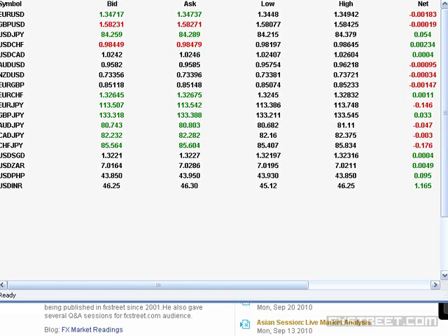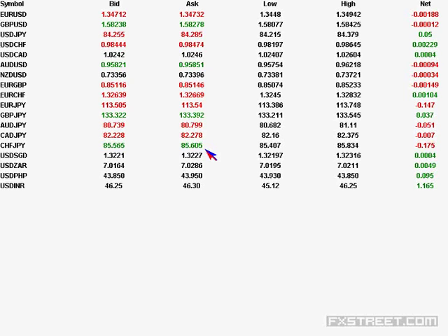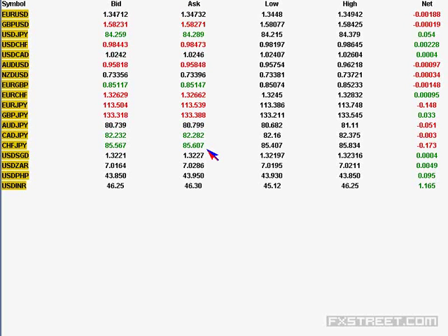Currently, Euro is trading around 1.3471, 1.3473. The low is 1.3448, the high is 1.3494. 18 pips negative net change is seen. And in the case of GBP, it is holding strongly around 1.5823, 1.5827 are the current levels, 1.5807 as the low, and 1.5842 is the high. You find 3 pips negative net change.